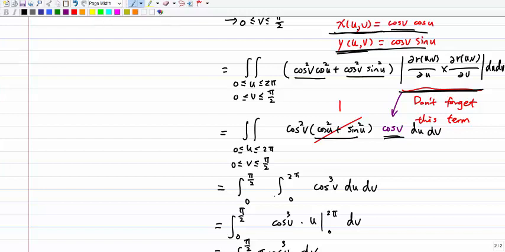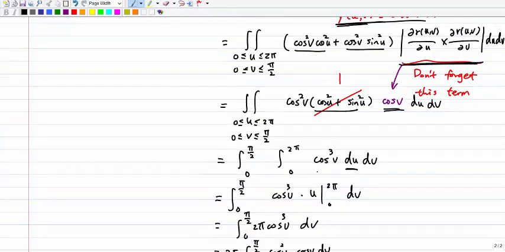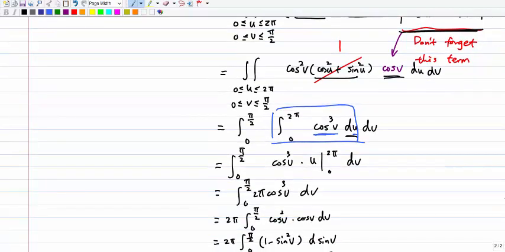Okay. Then the range for u and v: for u is from 0 to 2 pi. We do this one first. For v is 0 to pi over 2. If we do the inner integration first, right over here, you integrate cosine v cubed with respect to u. So this is a constant if you consider u as the integration variable. So the cosine v cubed times u, you integrate from 0 to 2 pi.